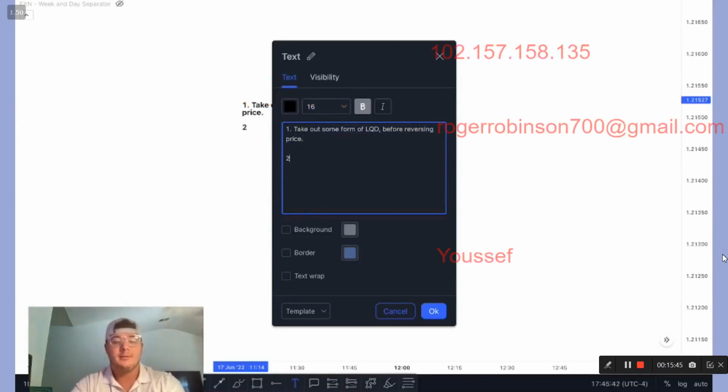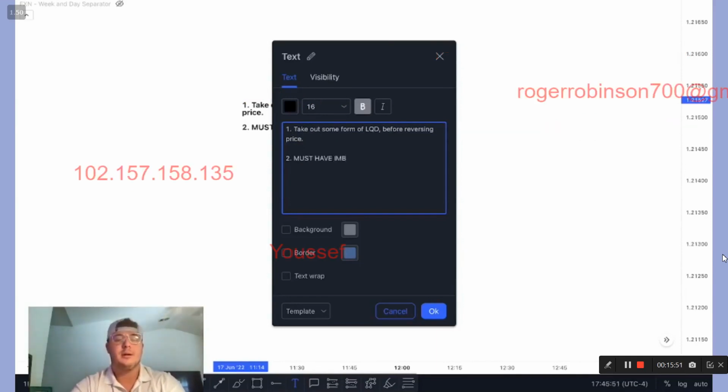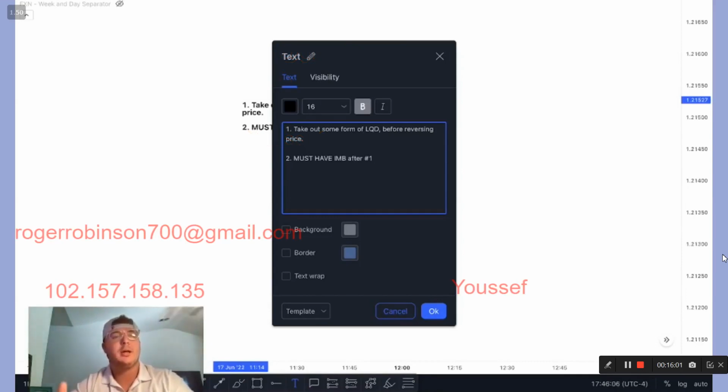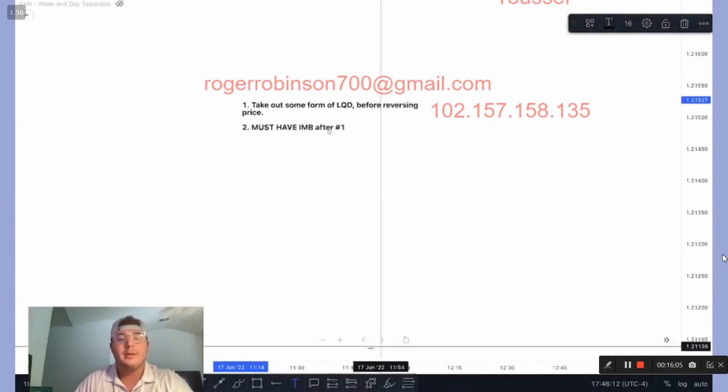The second thing, one of the most important, is you must have an imbalance. IMB is imbalance, after number 1. We must have an imbalance after we take out liquidity, and that's what's going to validate and verify the order block. And as we talked about, imbalances represent inefficient price action.